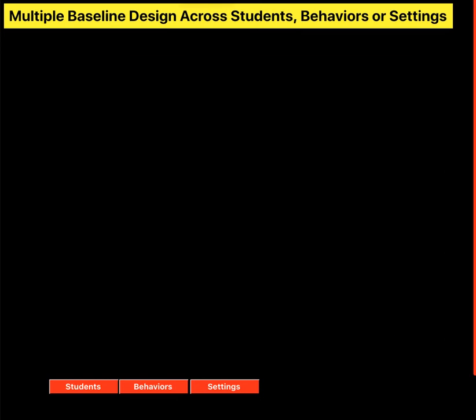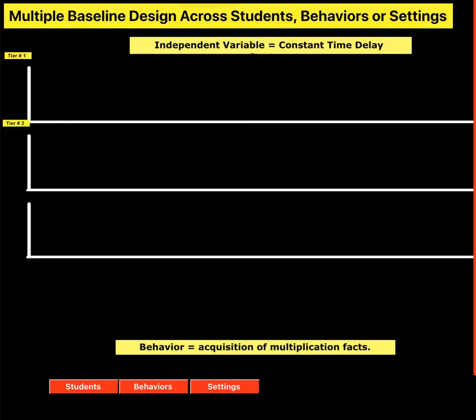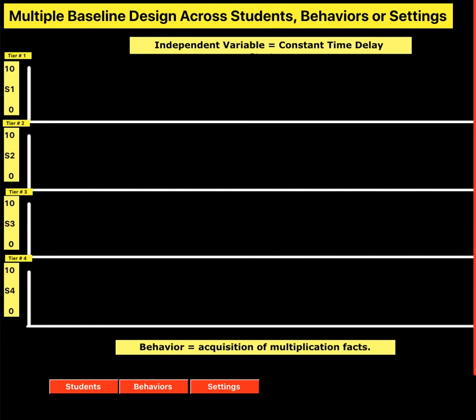Now let's suppose we have a situation like this. We have 4 tiers. On the top, you can see the independent variable is a constant time delay strategy, and you'll learn more than you want to know about that in a little bit. On the bottom, in the yellow box, you can see the behavior is the acquisition of single-digit multiplication facts.